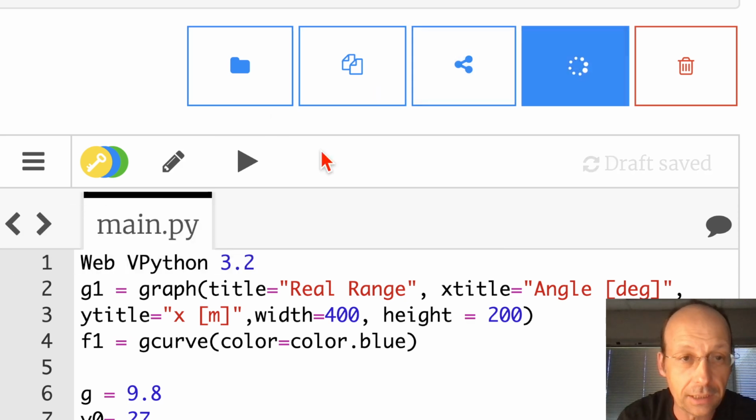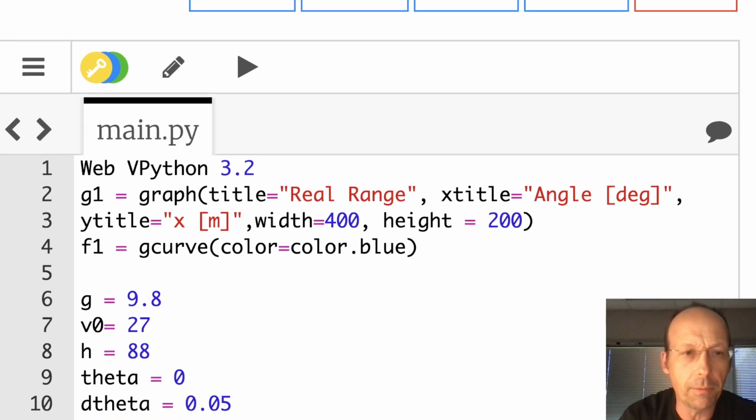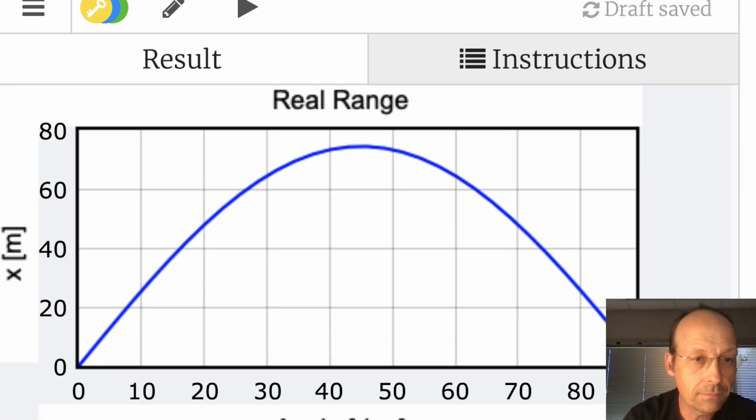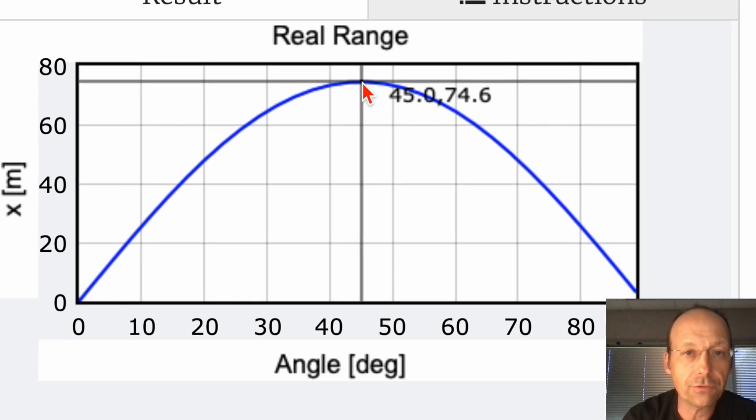Let's save this thing. This is an easy program, right? So let's just make this 0. I like to do times 0 so I don't actually delete it, but it is 0. And I run it again. And there you go. Max range at 45. That's a win right there, people.